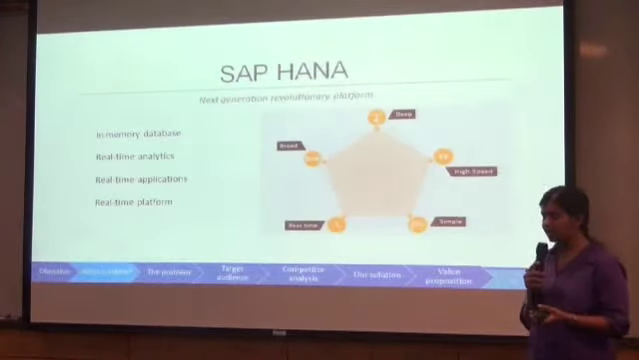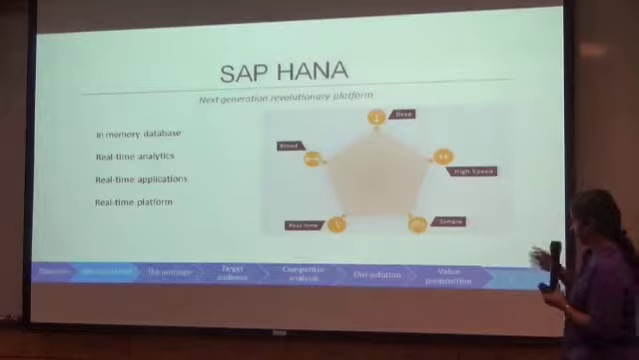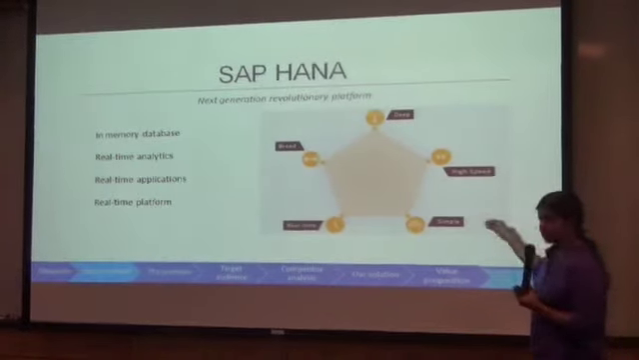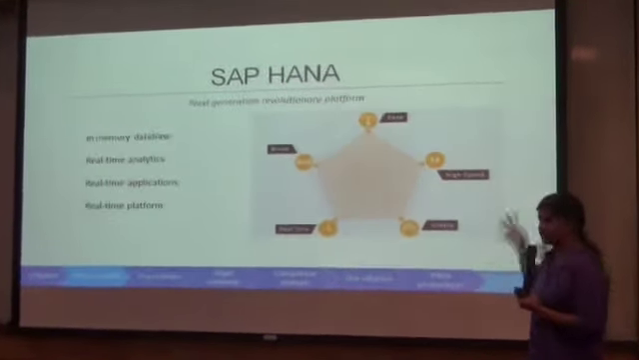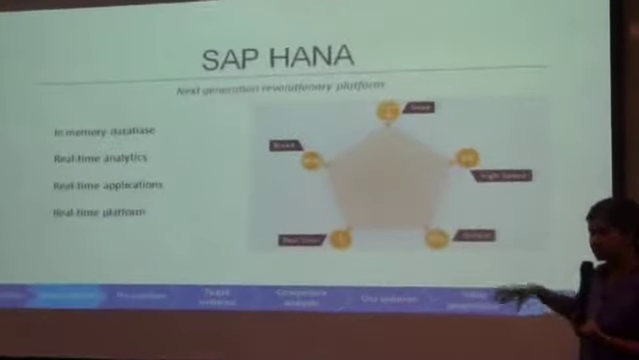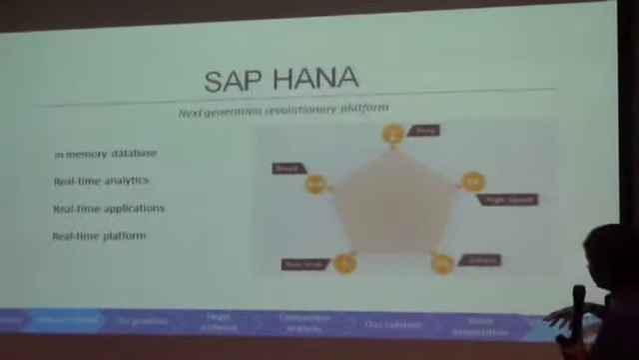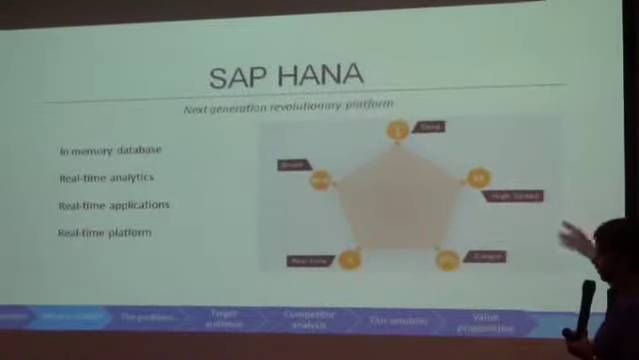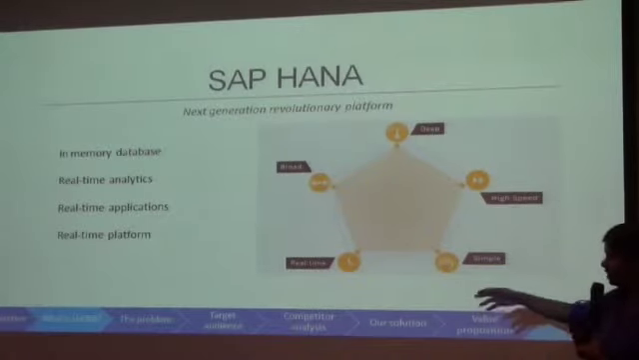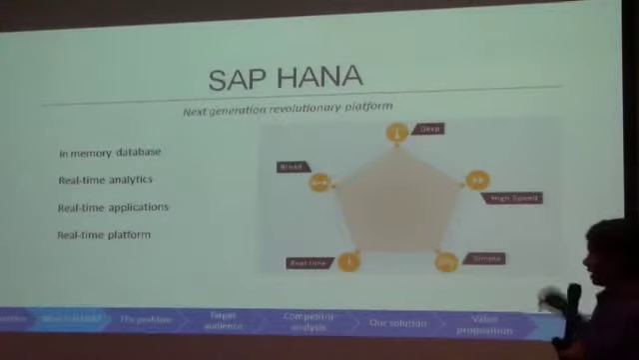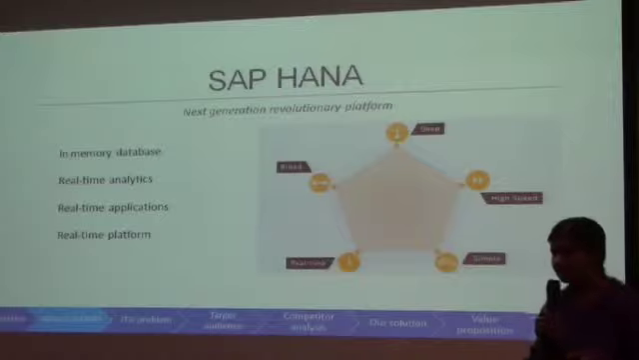You can think of HANA in terms of these 5 things. It makes your life simpler because you don't have to do distributed processing and things like that. It's high speed, it's in memory, it's real time, and it lets you do both broad and deep analytics. And that's something that we are using HANA for right now.